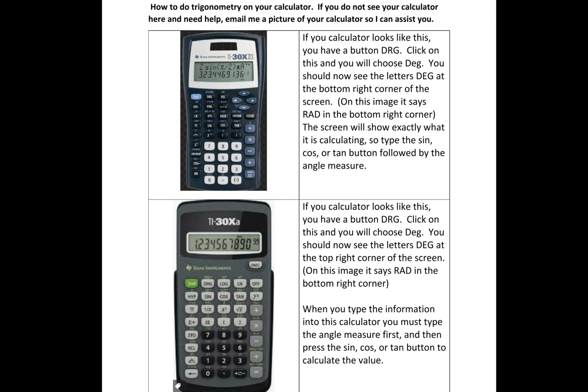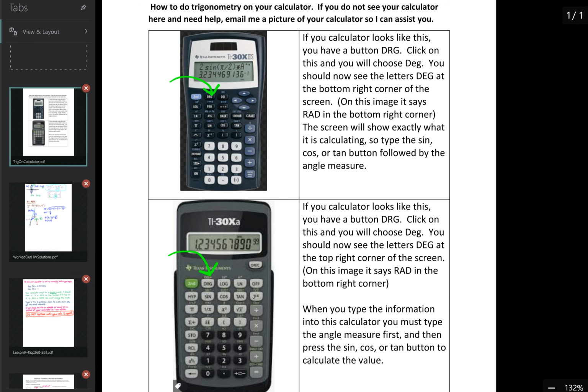So here on these calculators, they both have a DRG. Right here is the DRG button, and right here is the DRG button. When you press that DRG button, you're going to choose degree. It probably says DEG. I do not personally have these calculators at my house, so I can't actually do it, but together we'll be able to figure it out. So please email me if you don't know how to use your calculator and it's not in degree mode. Okay, let's continue with the lesson.